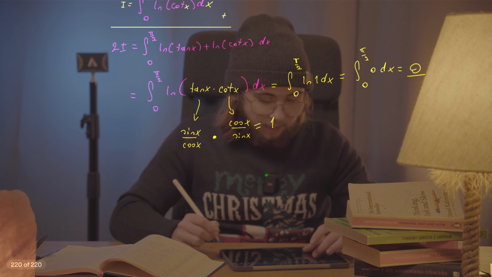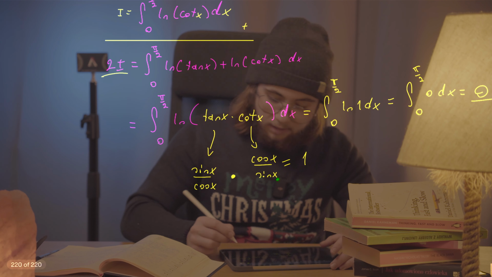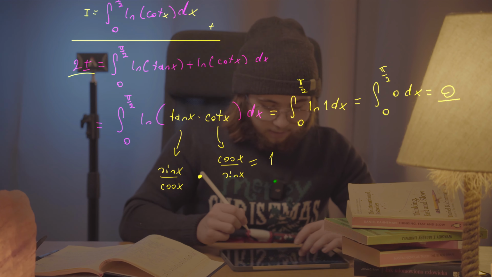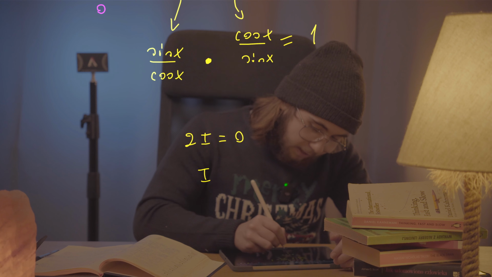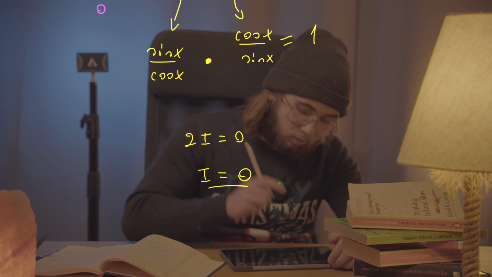But if 2 times our integral right here is equal to 0 right there, then we've got that our integral itself, which is I, was equal to 0 in the first place.